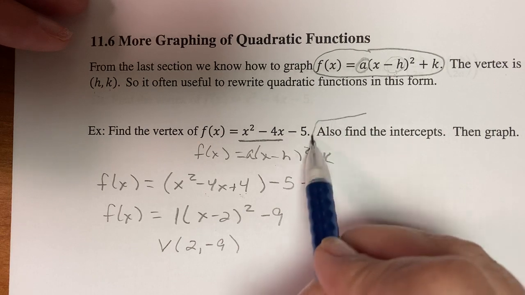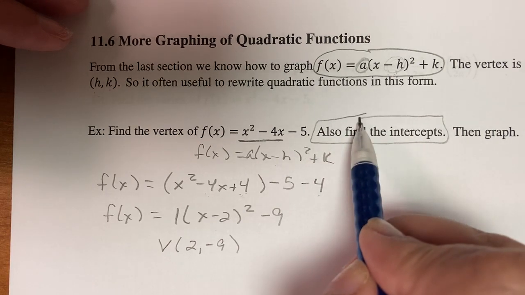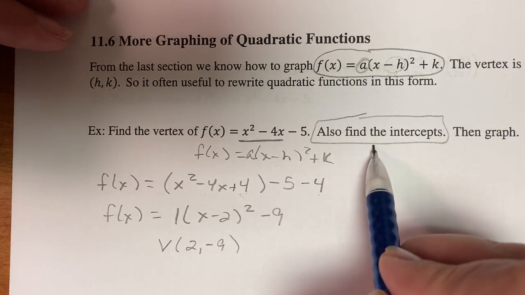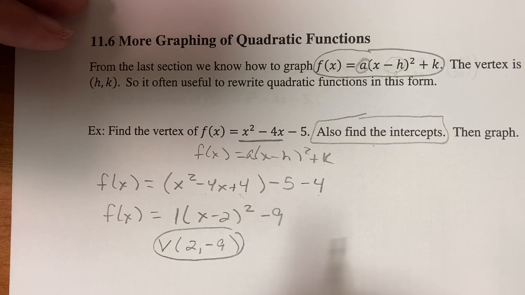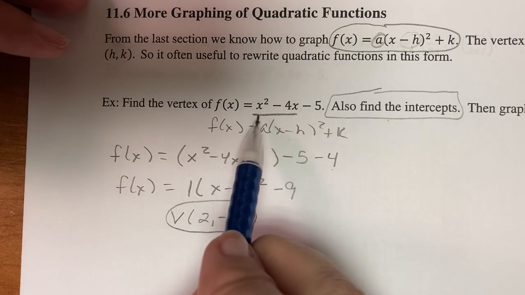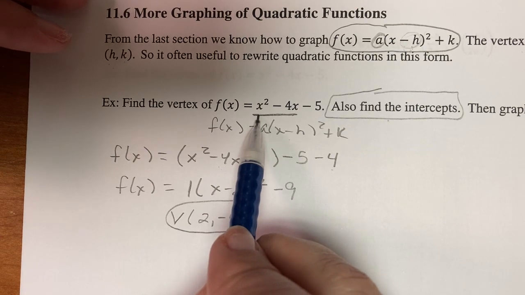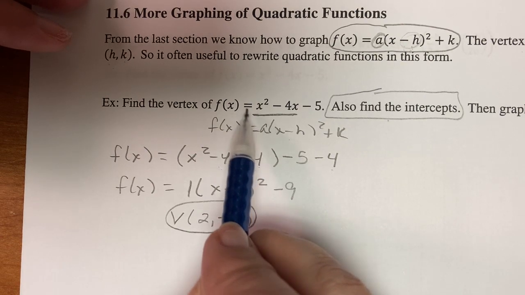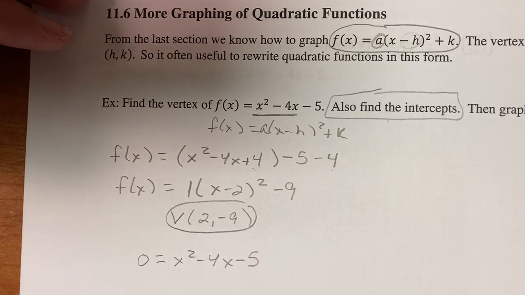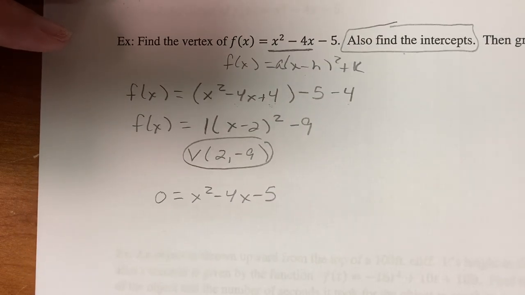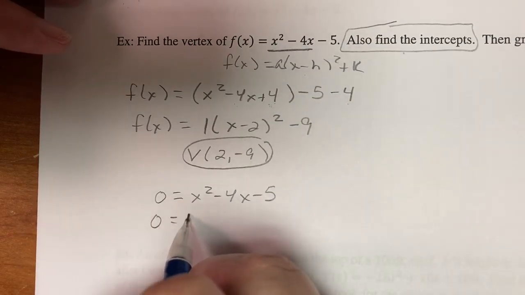Now, it also asks me to find the intercepts. Now, remember, intercepts are where it crosses the x-axis and the y-axis. So I now have my vertex. If I want to find the x-intercepts, that means I plug 0 in for y, or in this case, I plug 0 in for f of x, and I solve. Well, how do I solve that? I have to factor.